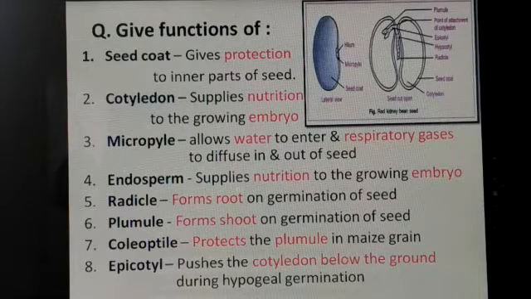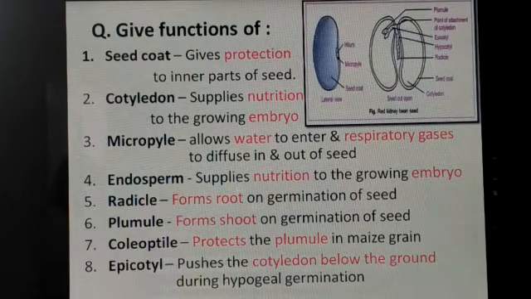Here I have given functions of the following parts. With respect to the diagram in the upper right hand corner, we have the diagram of a bean seed showing all its parts. So let's go through its parts first: seed coat, cotyledon, radicle, plumule, epicotyl, hypocotyl, and micropyle, as well as, in the functions, I have given endosperm.